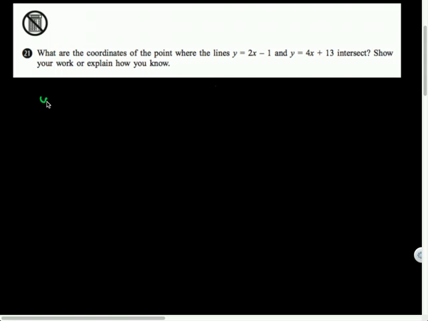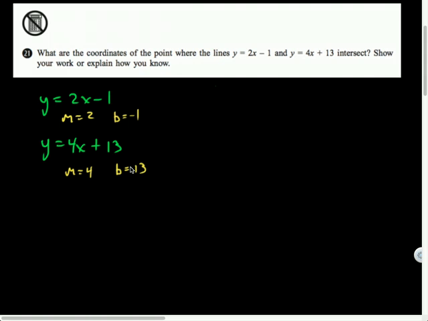What I want to point out is if I was to graph these, y equals 2x minus 1 and y equals 4x plus 13, both of these are in y equals mx plus b, or slope-intercept form. So the slope for this first equation is 2, or 2 over 1 if you wanted to think about it that way. And the y-intercept is -1. Here the slope is 4 and the y-intercept is 13.